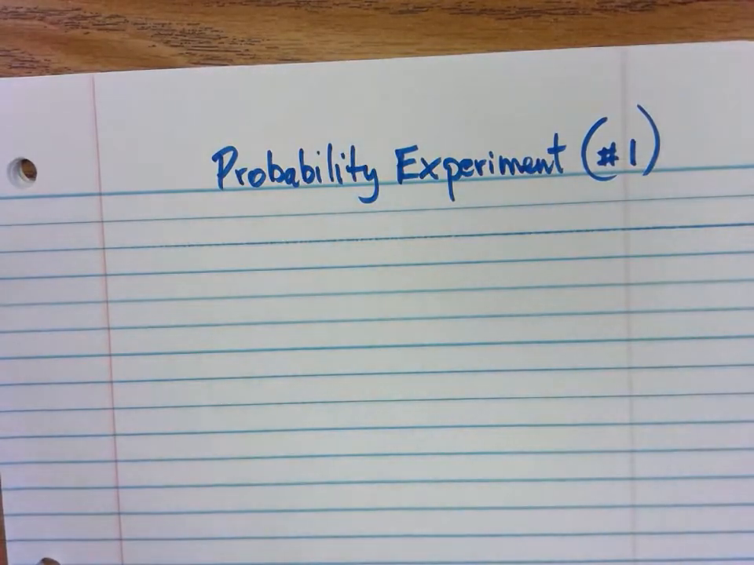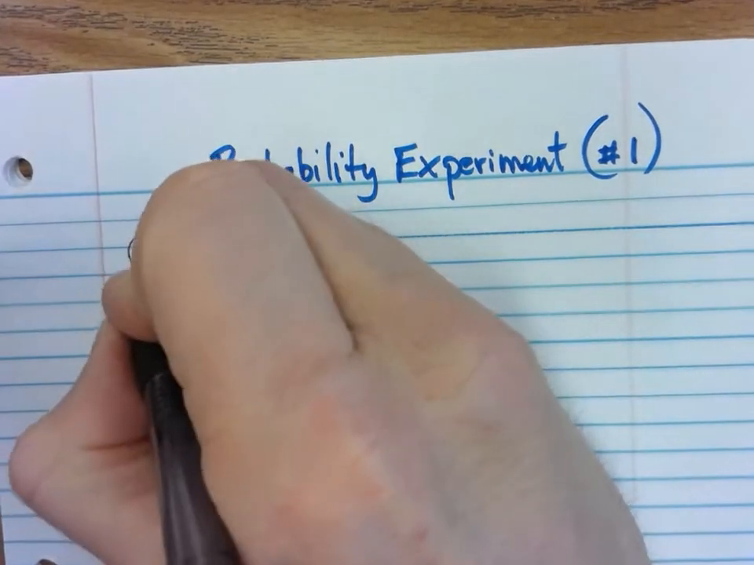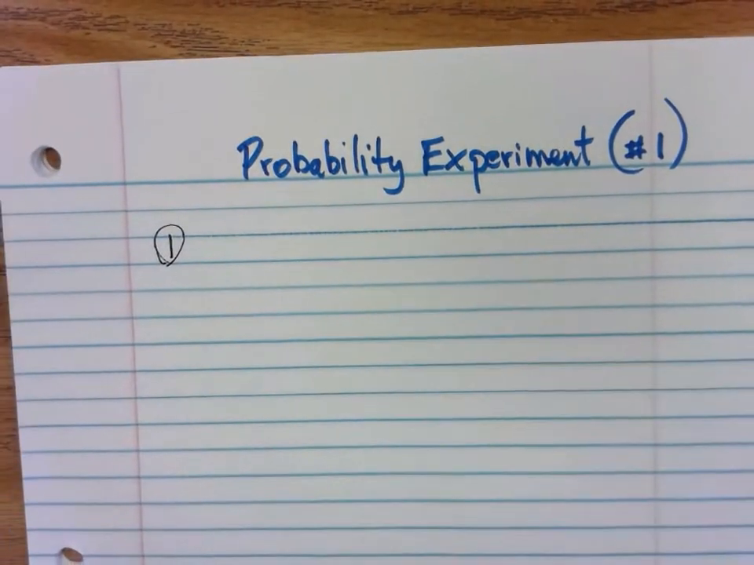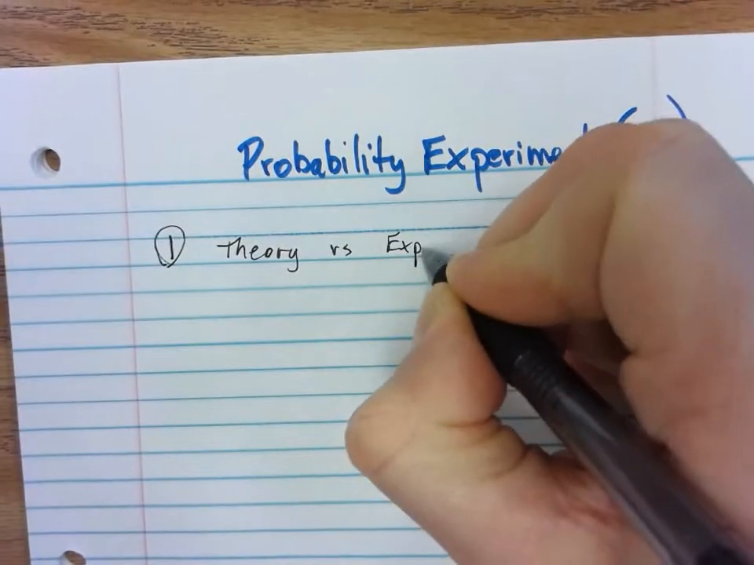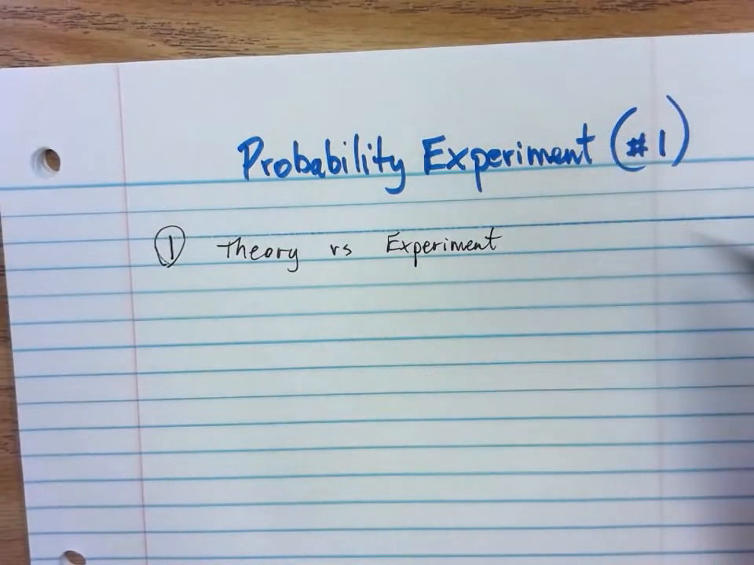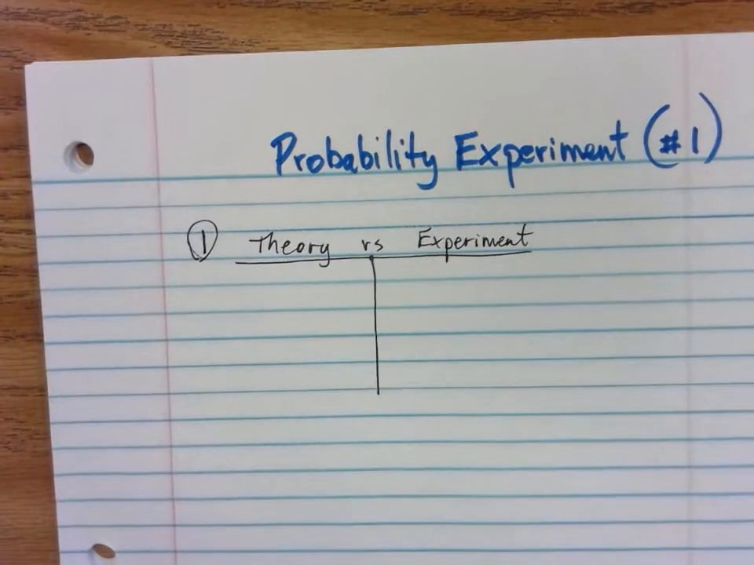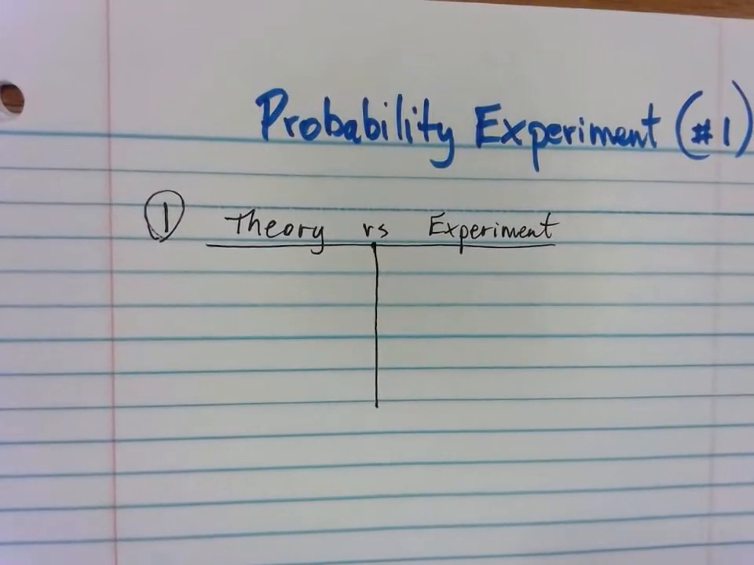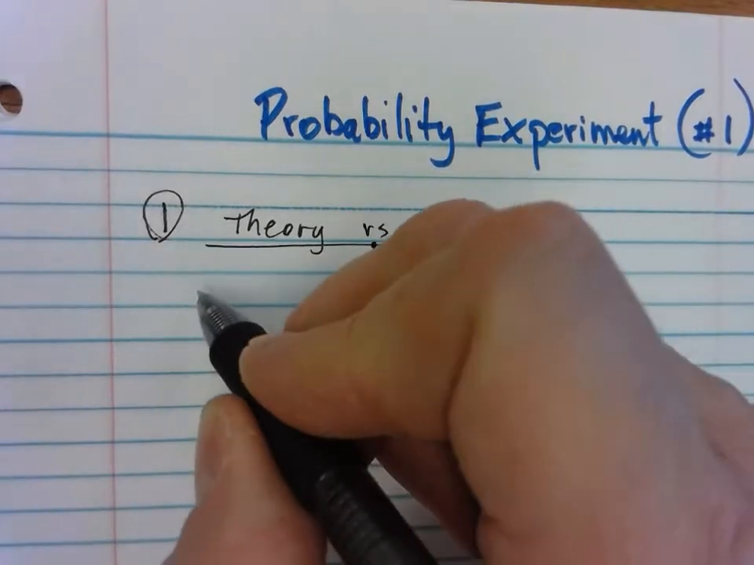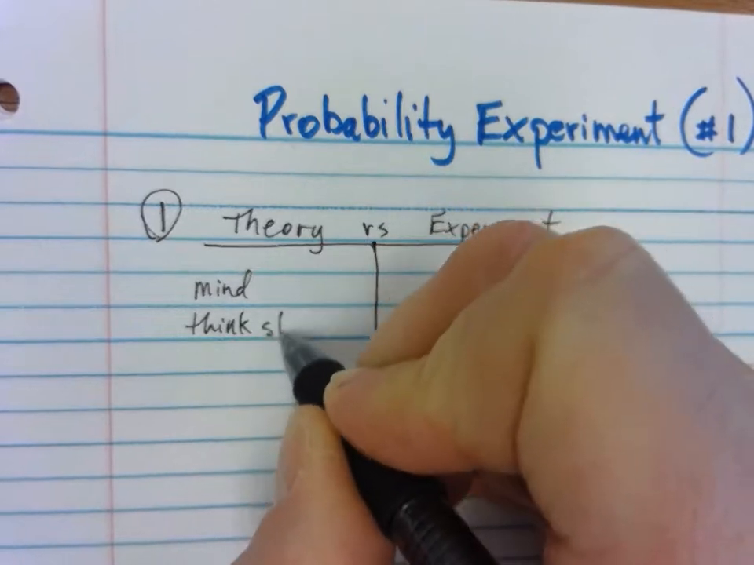So today we're going to talk a little bit about probability experiments, but the first thing I want to talk to you about is a couple of words, and I think I talked about these a while back before Christmas, but I think it's probably good that I talk about them again. We're going to talk about theory versus experiment. I'm just going to make me a little T-chart here. You may also hear it called theoretical probability. A theory comes from your mind. This is what you think should happen.